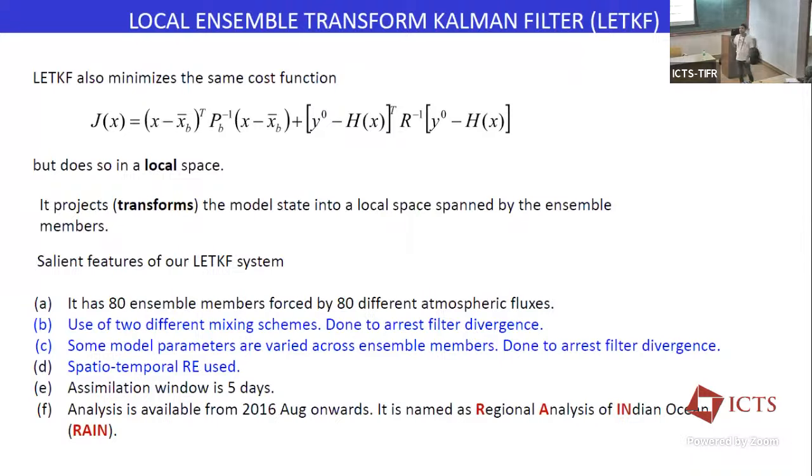Okay, filter divergence is very simple. What happens is you start with different ensembles, meaning with a spread in your initial conditions or your model states. As you start your data assimilation and as time progresses, that spread keeps on decreasing, and eventually it collapses. So all your ensemble members become very similar to each other.